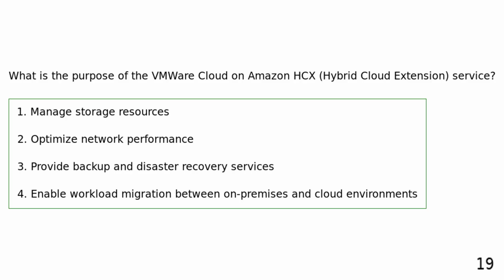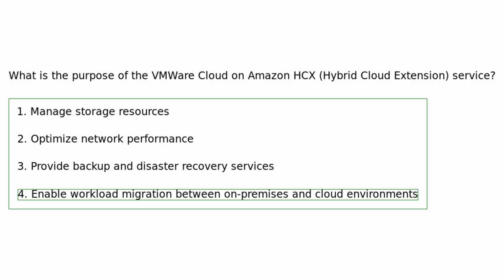What is the purpose of the VMware Cloud on Amazon HCX service? Manage storage resources. Optimize network performance. Provide backup and disaster recovery services. Enable workload migration between on-premises and cloud environments. VMware Cloud on AWS HCX is a service that enables the live migration of workloads, including virtual machines and their associated networking and security configurations, between on-premises data centers and VMware Cloud on AWS environments.